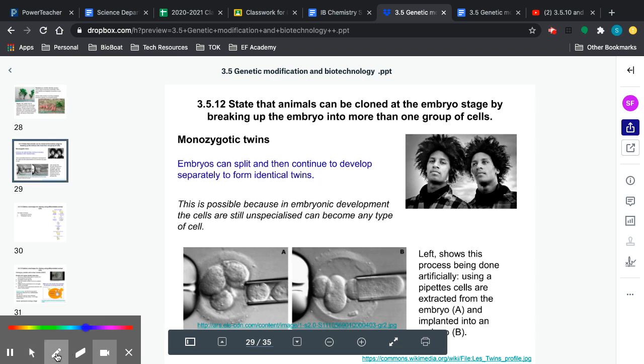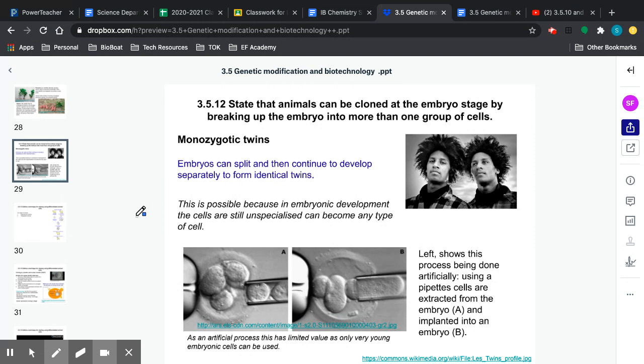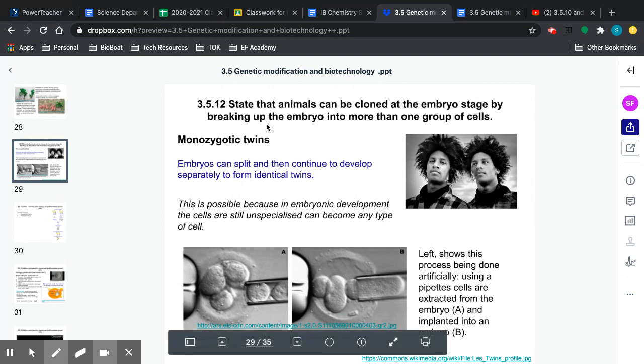Hello again. So we talked about naturally occurring clones. We talked about monozygotic twins, which I have here, but don't worry about that yet. We talked about organisms who lose an arm and grow a body. We talked about plants. We talked about those organisms that reproduce asexually. So let's talk about two artificial ways.